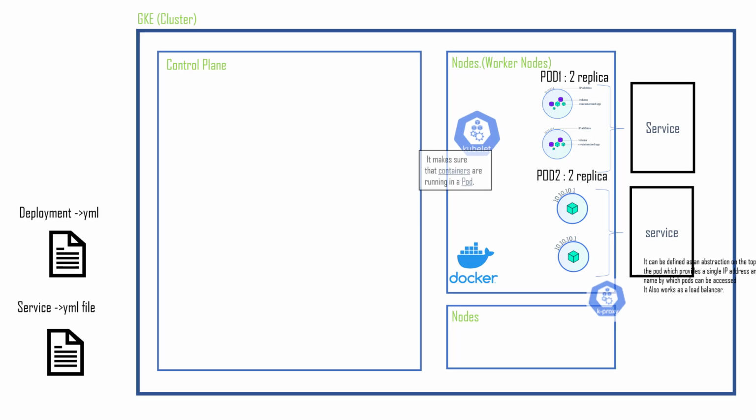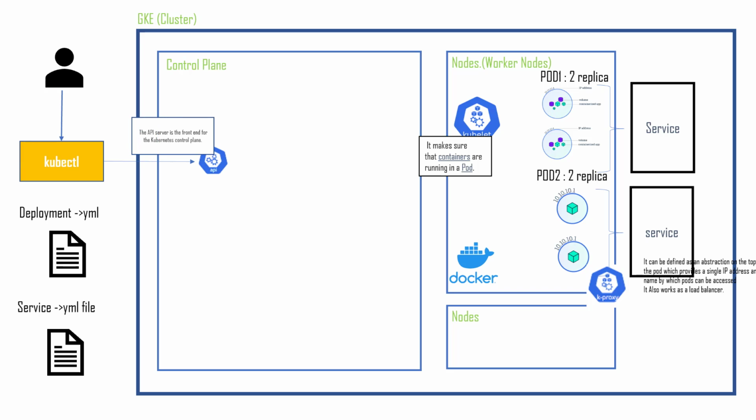Apart from that, there are two other resources in the node layer that Kubernetes has. The first one is the kube-proxy. The kube-proxy service is used to implement the service resource in the nodes, whereas the kubelet makes sure that the containers are running properly within a pod.